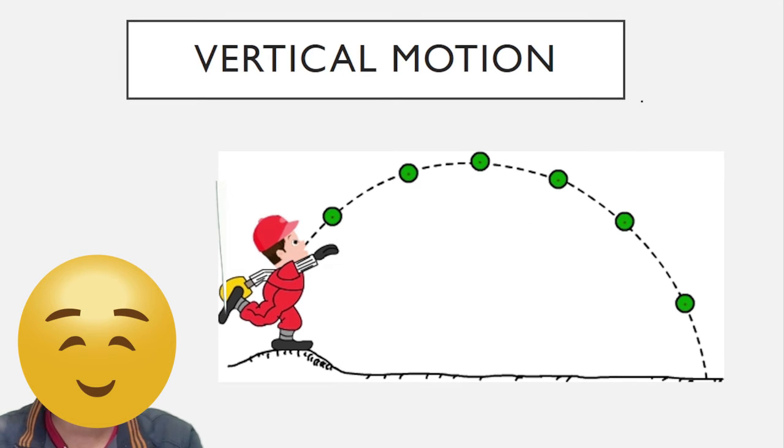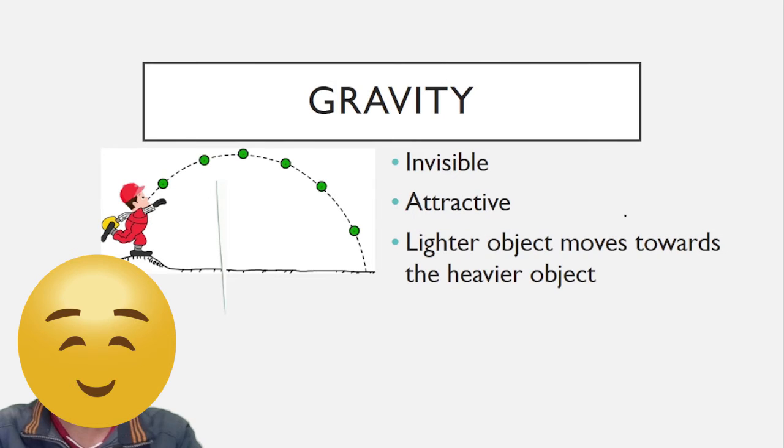This is because an invisible force is acting on the ball, so that the ball is getting attracted towards the earth. So we can say that since the ball is lighter and the earth is heavier, the lighter object is getting attracted towards the heavier object, and because of which the ball falls. This invisible force is actually gravity. We can understand gravity by this simple example.